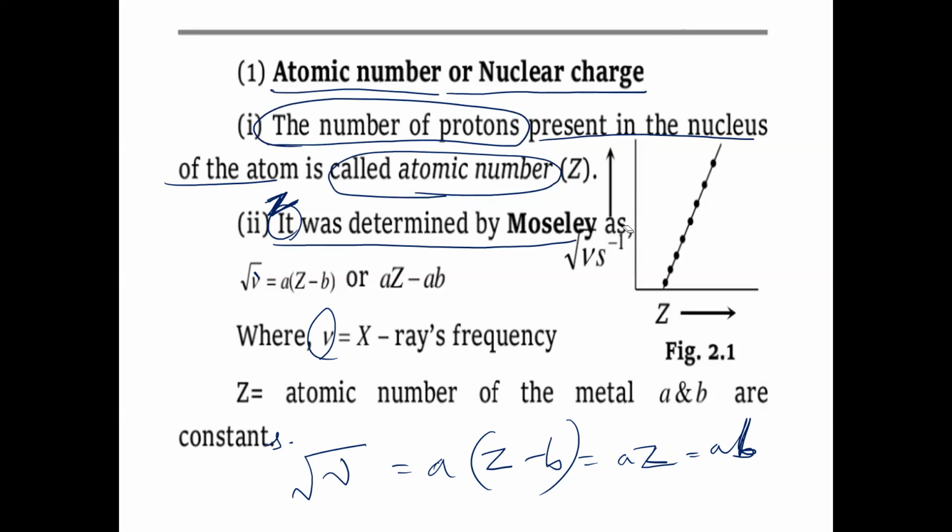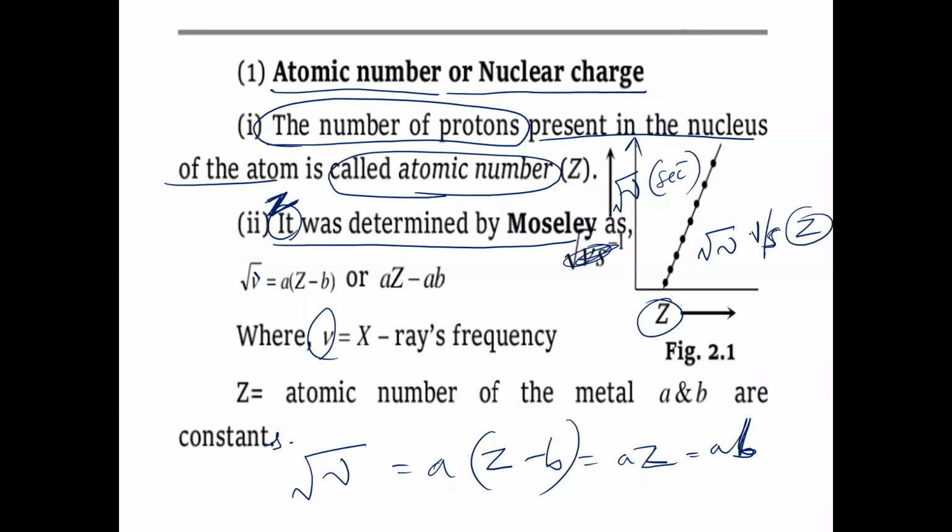And here, what we have taken is the plot of nu versus Z. On the y-axis we have taken the square root of nu, in second inverse, and on the x-axis Z. So this will be the plot of the square root of nu versus Z.